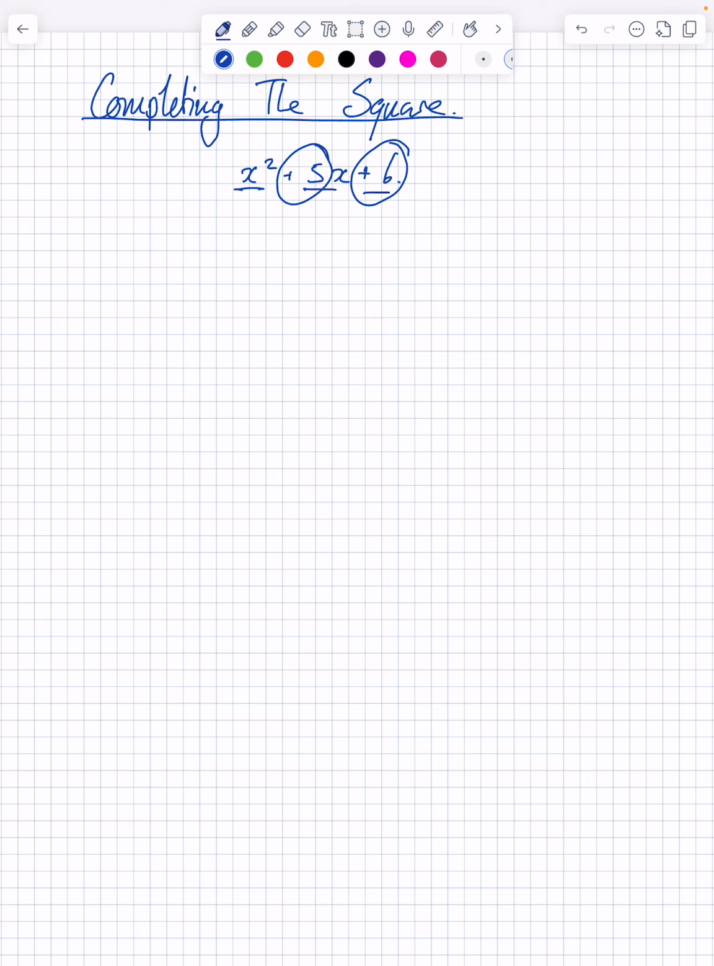So I'd look at the factors of 6, 1 and 6, 2 and 3, and out of those pairs, I'd say, right, what can I add together there to give me plus 5? So that looks like it will work. So in the brackets here, I'd have x plus 2 and x plus 3. So that's the normal way we'd do it.